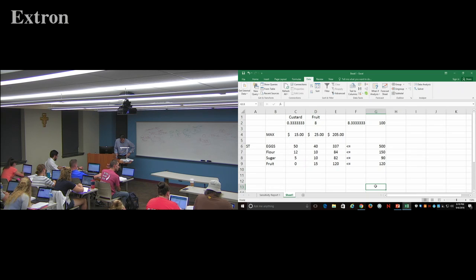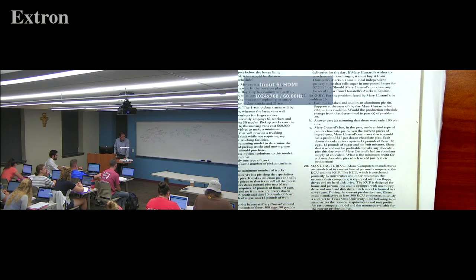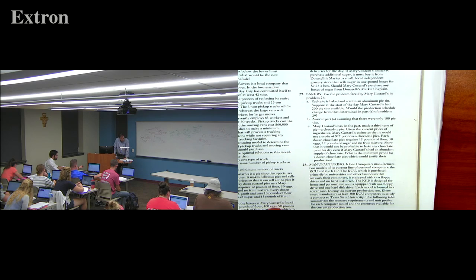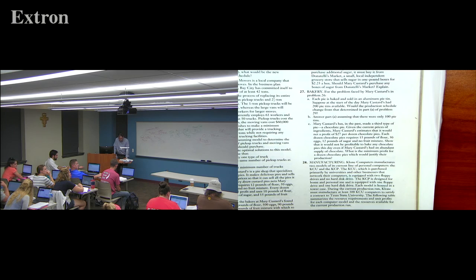And let's look at answer letter C. Letter C says, Mary Custards has in the past made a third type of pie, a chocolate pie. Given the current prices of ingredients, Mary Custards estimates that it would net a profit of $27 per dozen for chocolate pies. And then it has the unit cost.